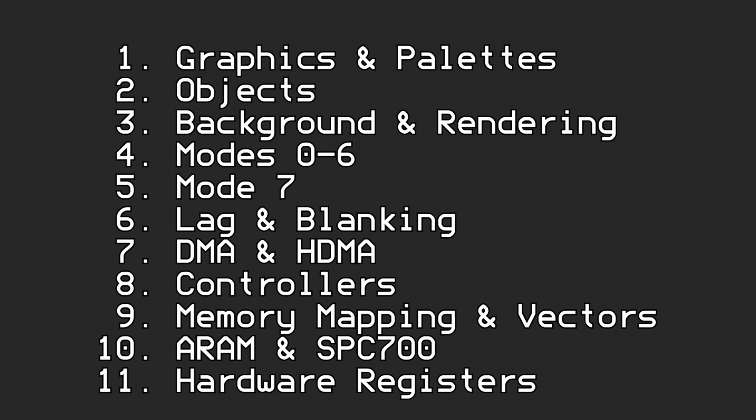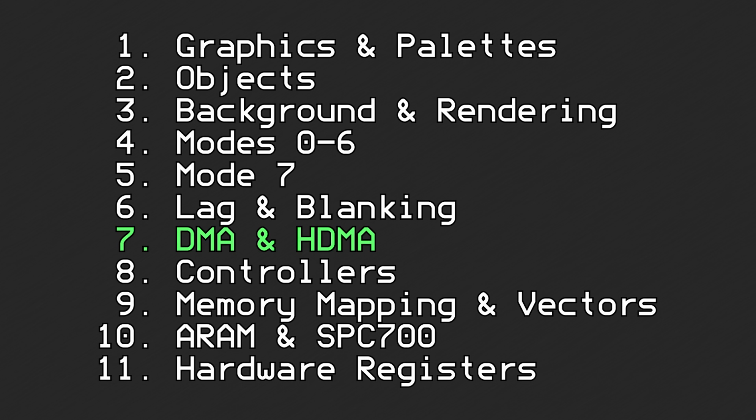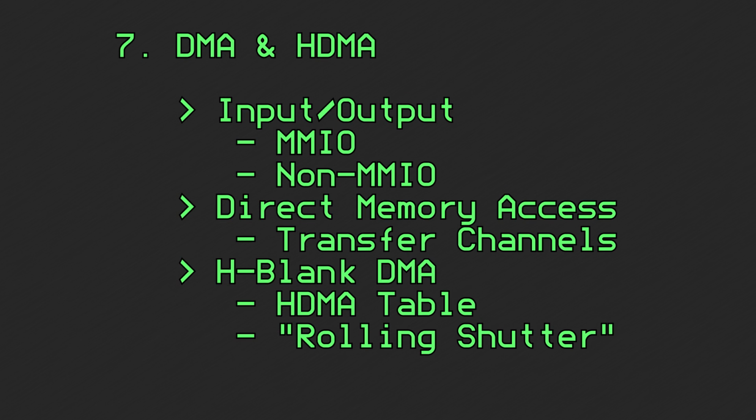This video is part 7 in a series about Super Nintendo Entertainment System features. This time, we'll learn how the processor communicates with external memories such as OAM, VRAM, and CGRAM. This will lead into Direct Memory Access, DMA, and eventually HDMA.